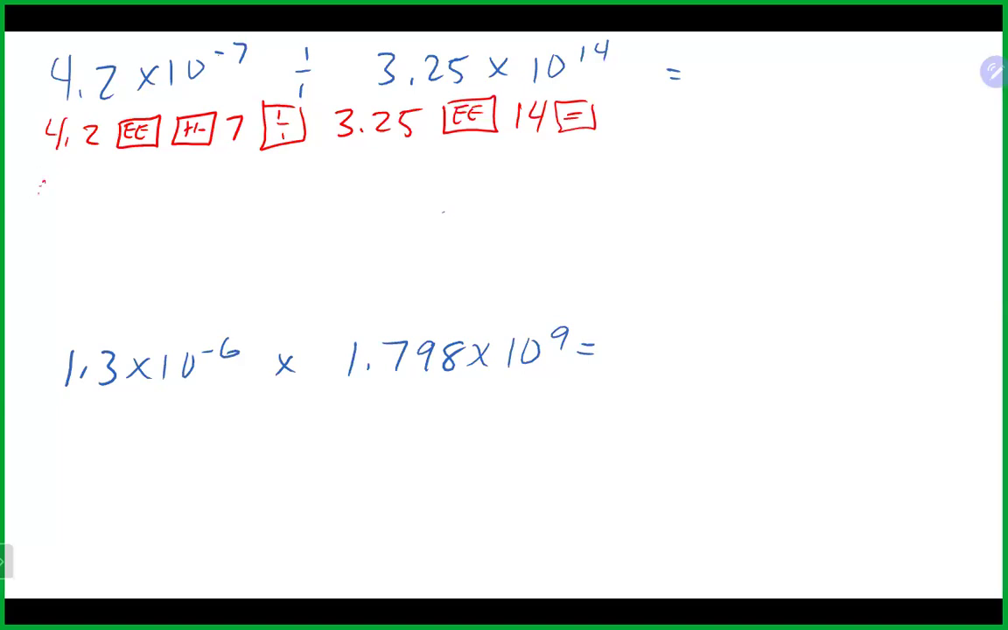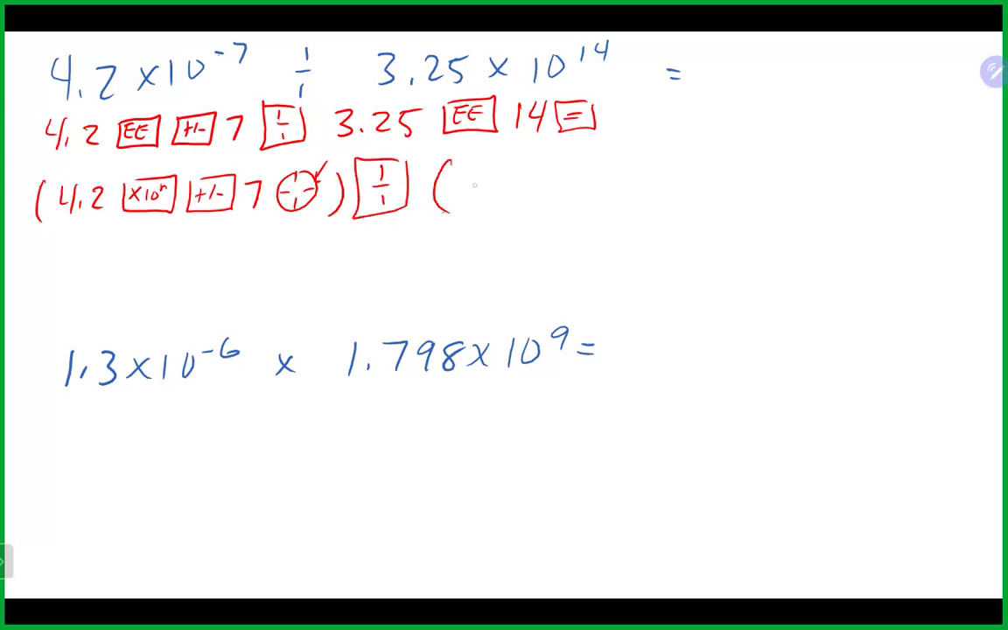If you have the other calculator, you're going to open a parentheses, go 4.2, hit your exponent button, hit your negative button, hit 7, do your wheel action, close your parentheses, and do a little divide, open parentheses, 3.25, exponent button, no negative in this case, 14, a little wheel to bring it back down, and close your parentheses and hit equals. Hopefully one of those two ways we get some answer here.